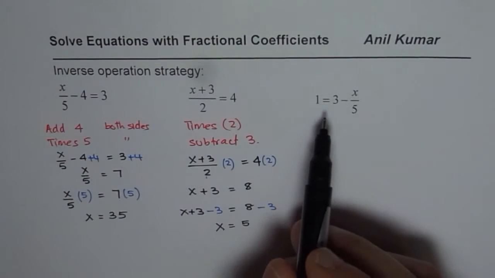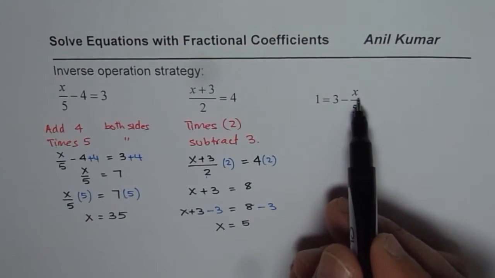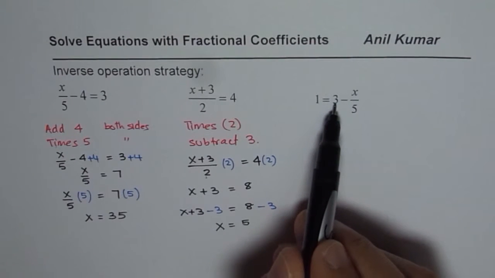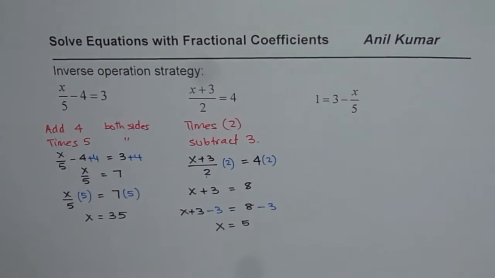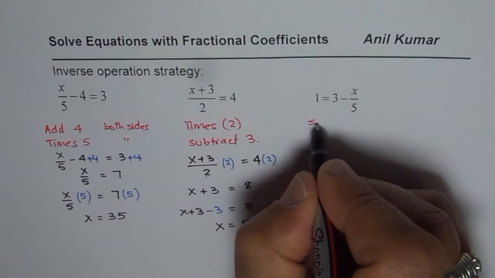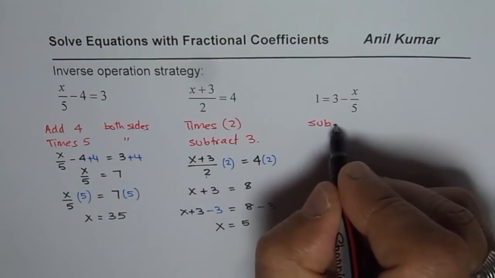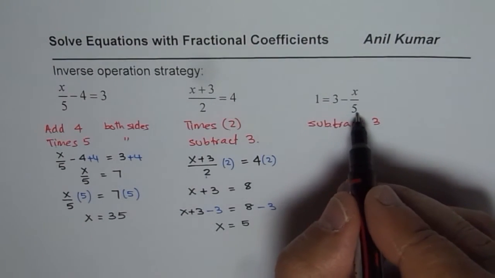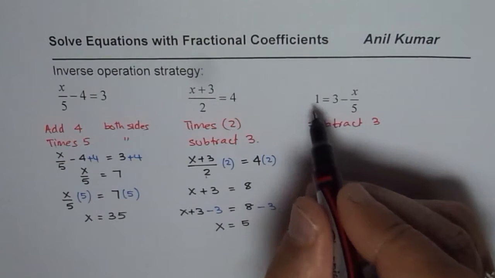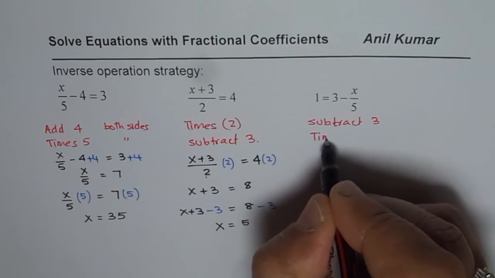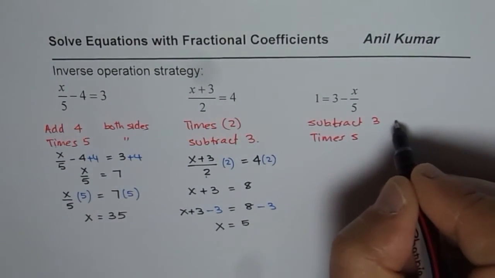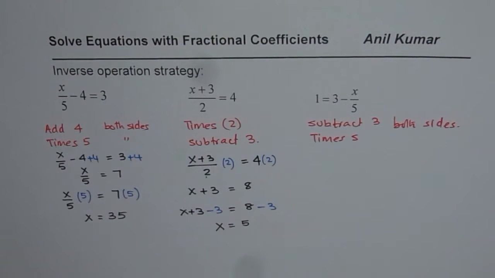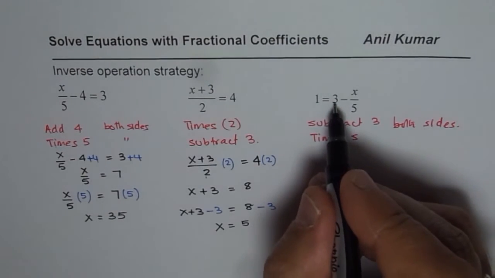Let's do the last one. Now here x is on the right side. It could be on either side, right? Now we have to get rid of 3. So you should do minus 3. So the first step is subtract 3. And then multiply by 5, then times 5. You have to do it on both the sides, right? Both sides. So what we have here is we have to subtract 3.